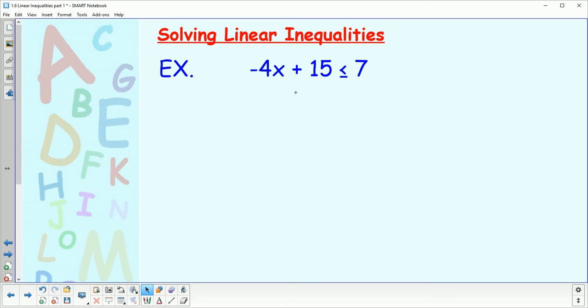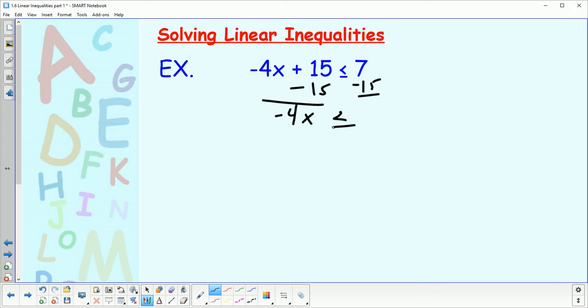Okay, so an example of how we solve a linear inequality. Same thing as solving a standard equation. We have a plus 15, so we're going to subtract 15 from both sides here. And that's going to end up with a negative 4x on this side. We still have less than or equal to because subtraction doesn't change the symbol. 7 minus 15 is going to give us a negative 8. Again, this negative sign doesn't change the symbol.